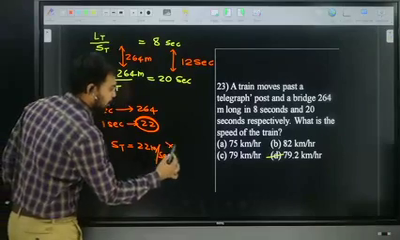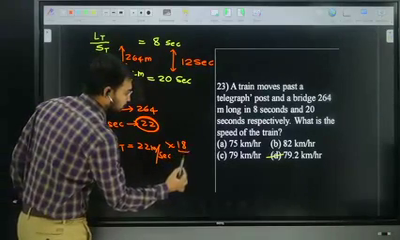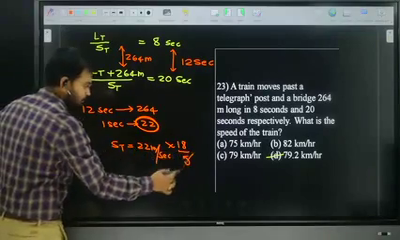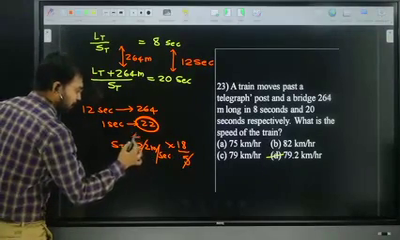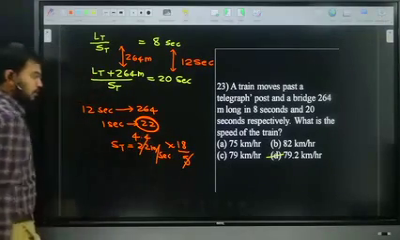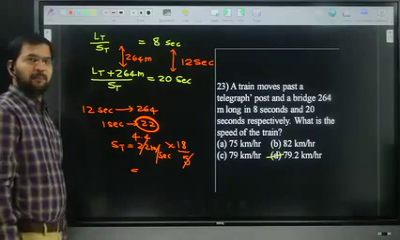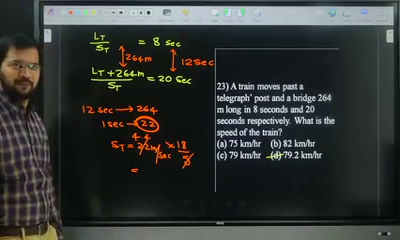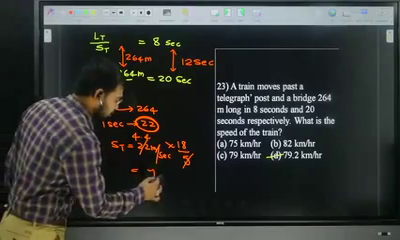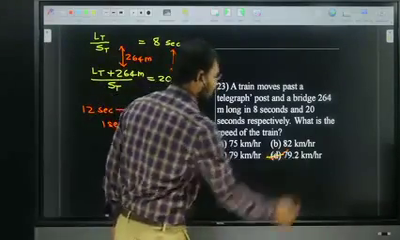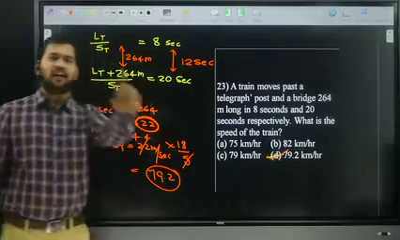But they're asking kilometer per hour. 18 by 5. 5 ones are 5, 5 fours are 20. 18 into 4.4: 18 fours are 72, 18 into 0.4 is 7.2. 72 plus 7.2 is 79.2. Your answer is 79.2 kilometer per hour. Option D is the right answer. All of you clear?